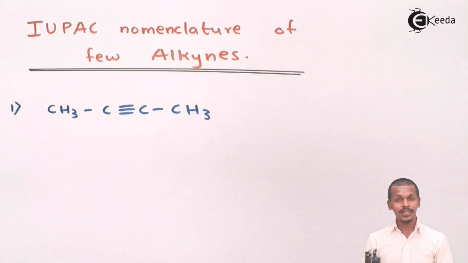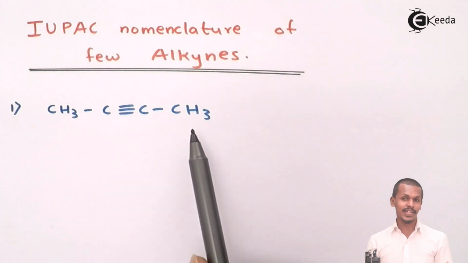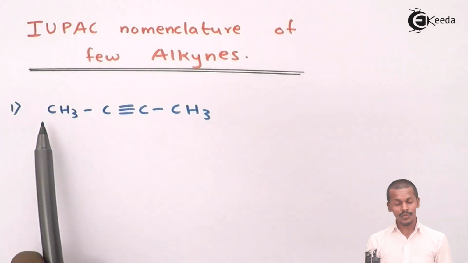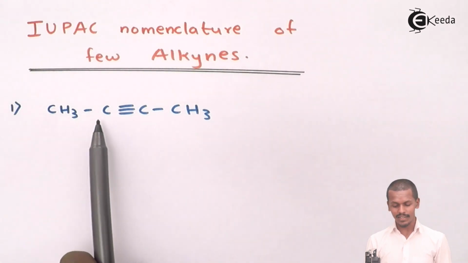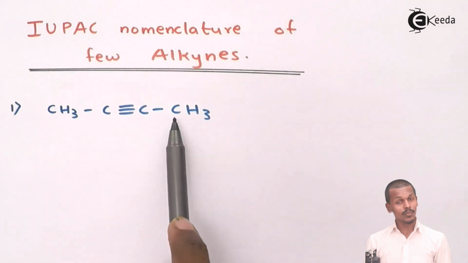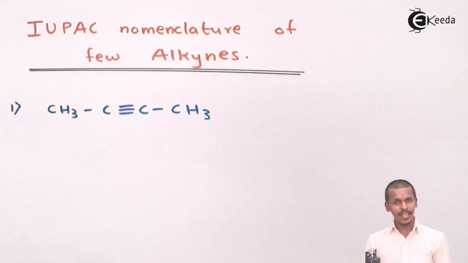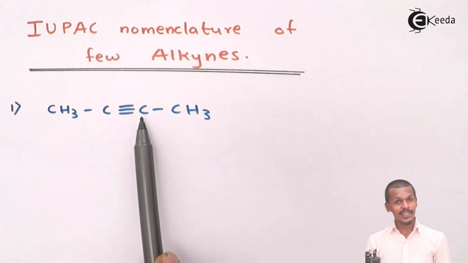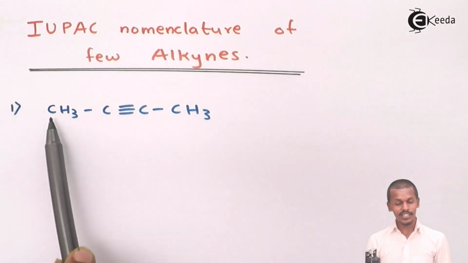So the first thing, the longest chain selection, has been done, and the second thing we have to do is give numbers. But the number can be given from either side, so from which side should we give it? That is the main priority. Suppose I give the number from this side: this would be the first carbon atom, this one the second, this the third, and this the fourth. And what if I give the number from this side: this one would be the first, this one the second, this the third, and this the fourth.